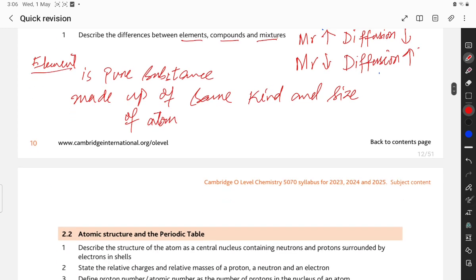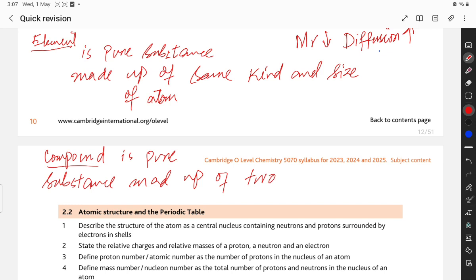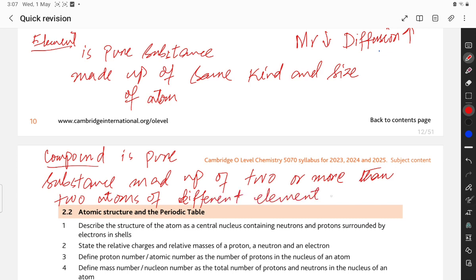And you know a compound is also a pure substance made up of two or more than two atoms of different elements combined chemically. So this is the compound definition.